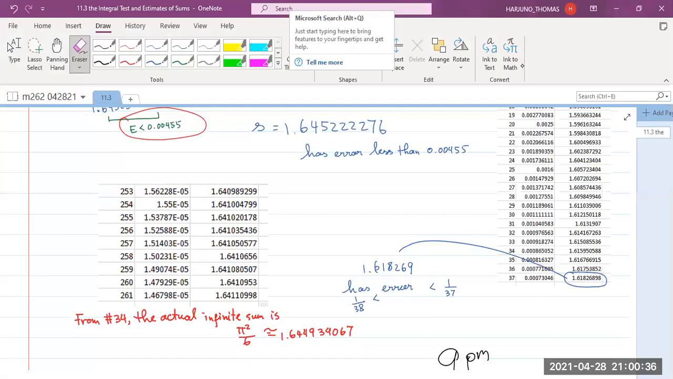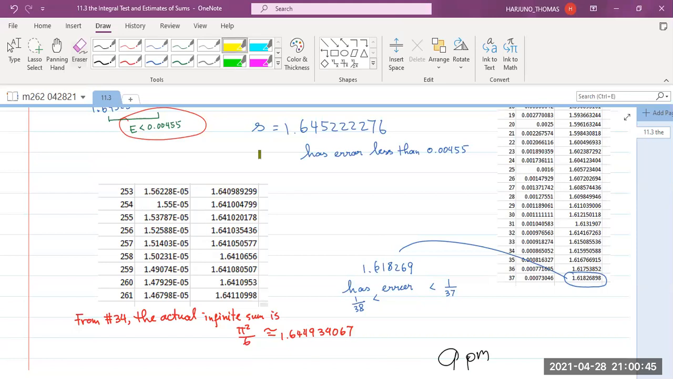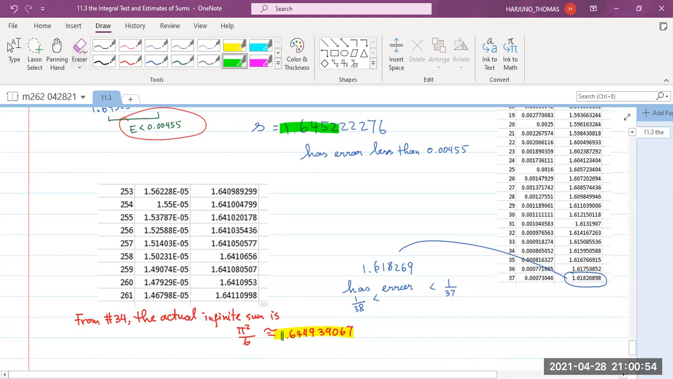Pause. From number 34, the exact value for this infinite sum is this number here. That's the exact value. If you compute the difference between this number and that number, it's actually less than 0.0004 already. Right? It's quite accurate.